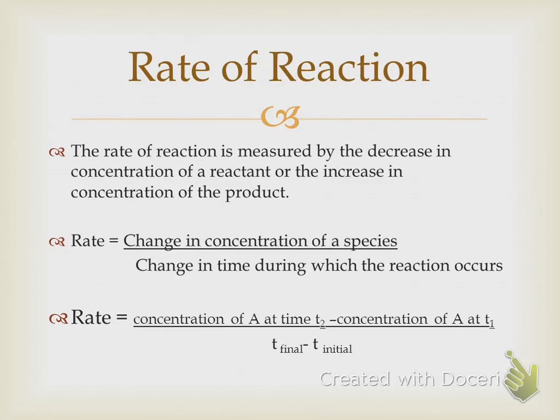The general idea that we're going to utilize is this, that the rate of reaction is measured by the decrease in concentration of a reactant or the increase of the concentration of the product. Therefore, giving us a formula: rate equals the change in concentration of a species divided by the change in time over which the reaction occurs. This is going to be our basic information, and we can still utilize this formula later on into this unit.